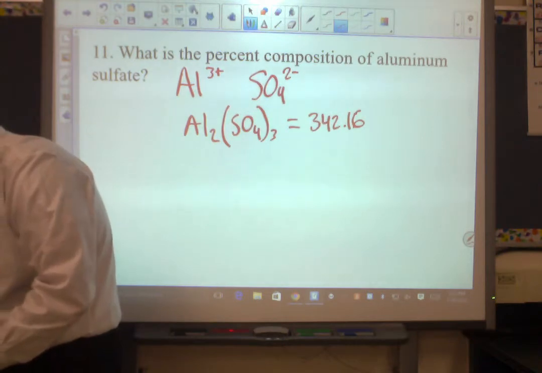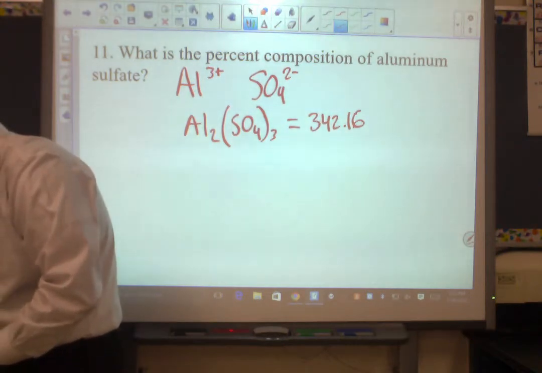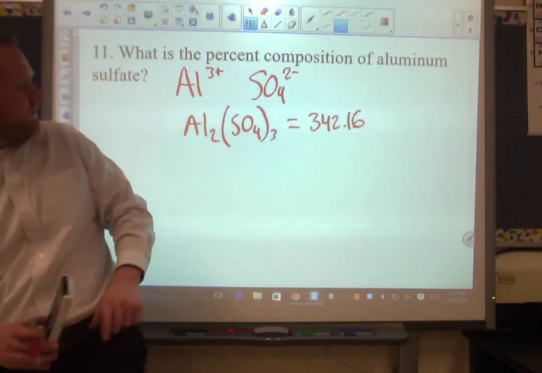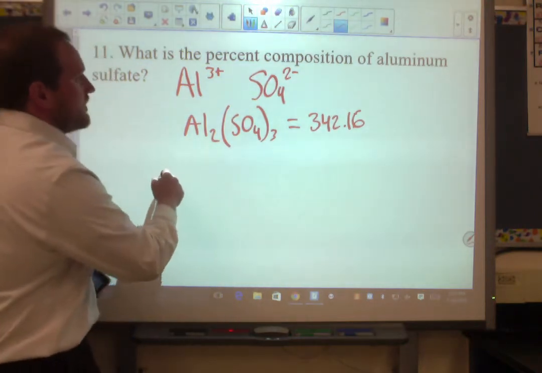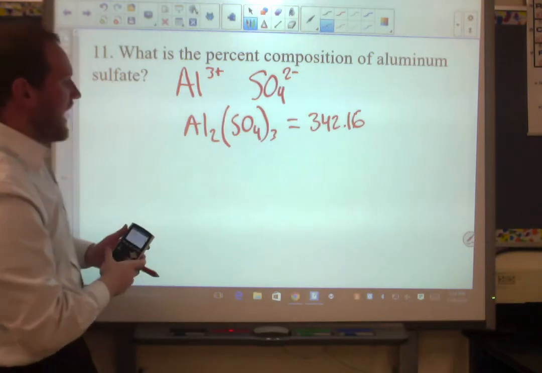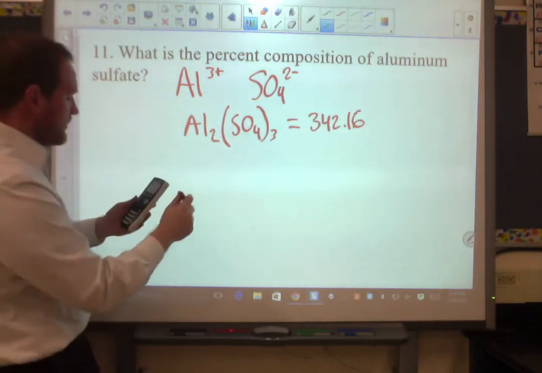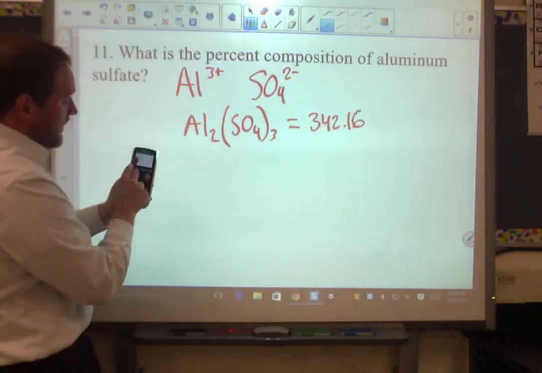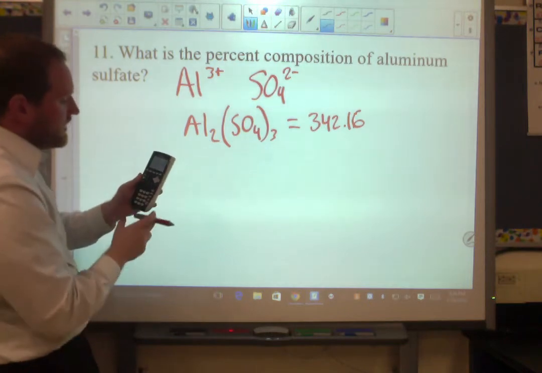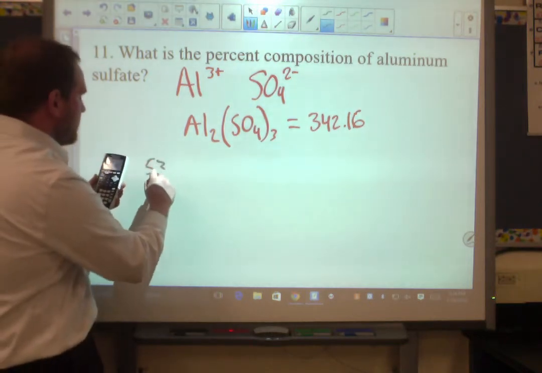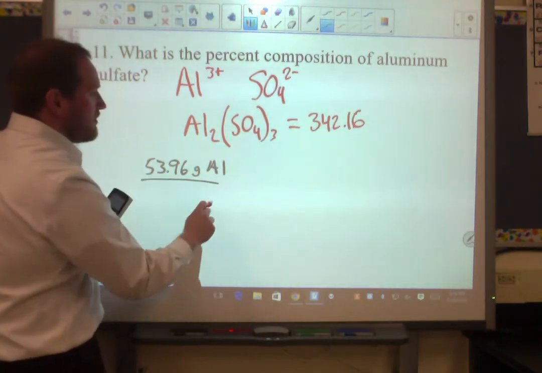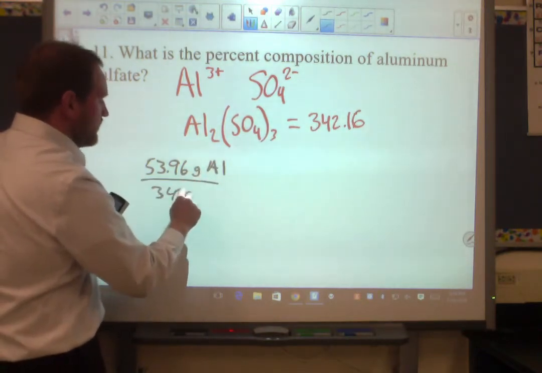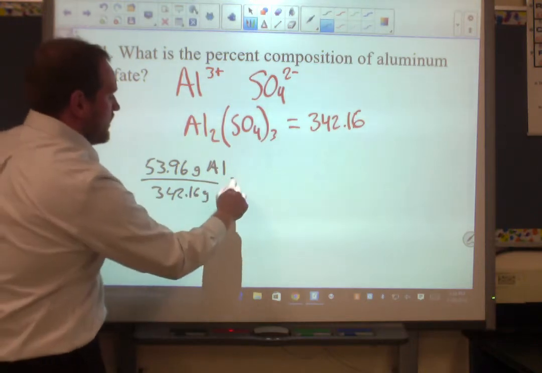Yeah. Okay. So percent composition. I need my percent aluminum. So I have 2 aluminum atoms in this formula unit. So it's going to be, I have it saved in my calculator. 26.98 times 2 is 53.96 grams of aluminum divided by my total mass, 342.16 grams. Let's work that out.